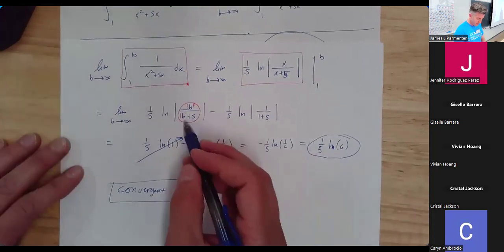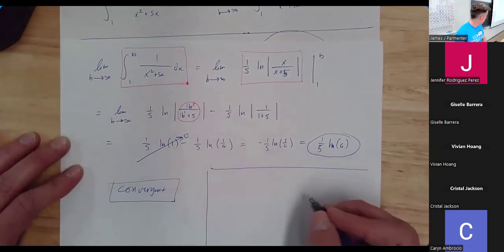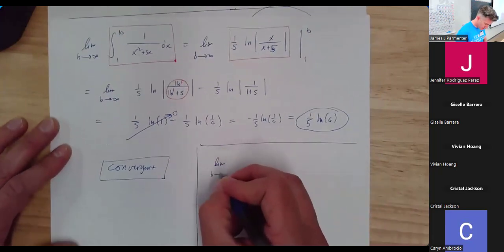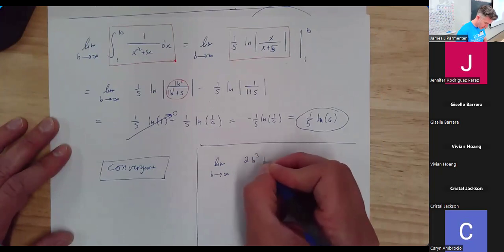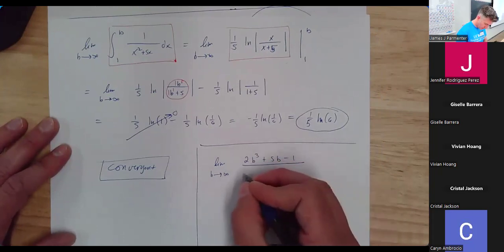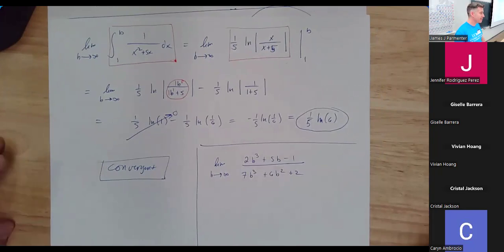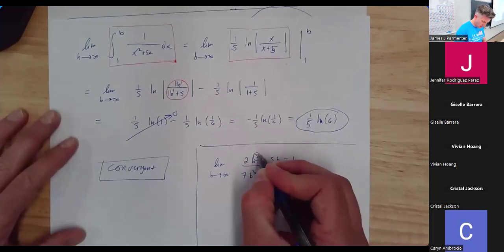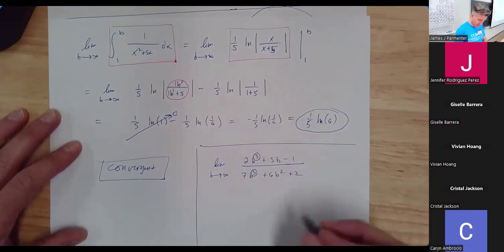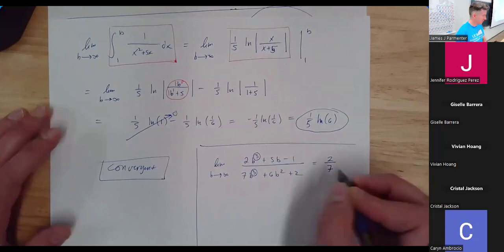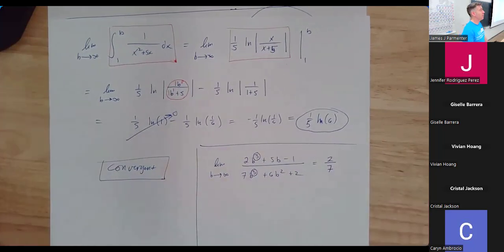Sure. So the idea that's happening here is similar to how if you were to take the limit as b goes to infinity of 2b to the third plus 5b minus 1 over 7b cubed plus 6b squared plus 2, this limit would equal what? 2/7, because when you take the limit to infinity of a rational function and the degree on the top matches the degree on the bottom, then the limit is the fraction of the leading coefficients. That's always the case. And the process for doing this that you learned in 17A is that you divide everything by the highest power in the denominator.